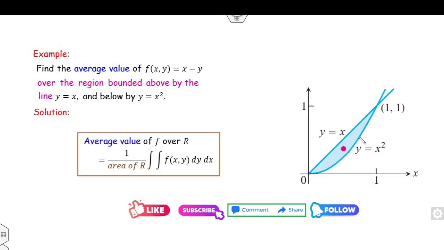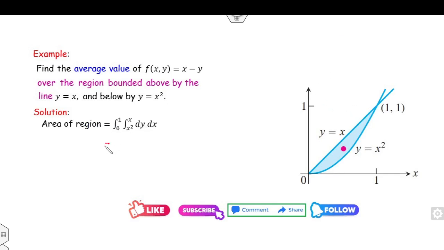Now if I find the area as dy into dx, take a vertical strip. What is the value of y at this point? x square. The value of y at this point is x. The minimum value of x is 0, and the maximum value is 1. Now you can solve this integration, keeping y, so y from x square to x of dx. So this integration will be x minus x square.